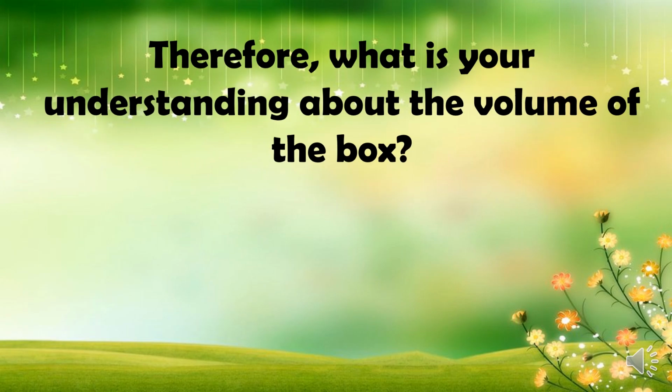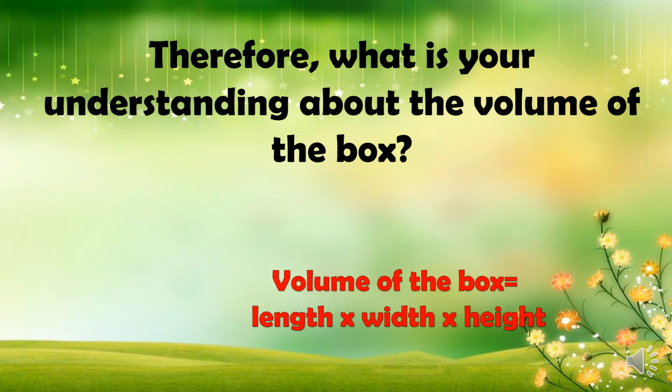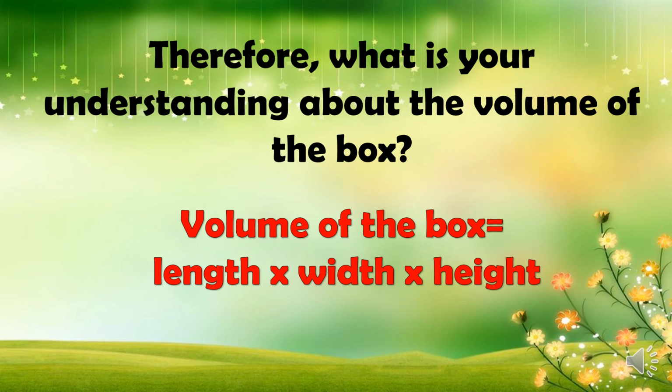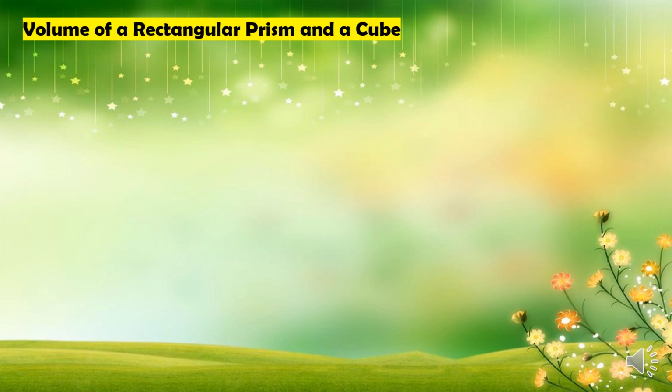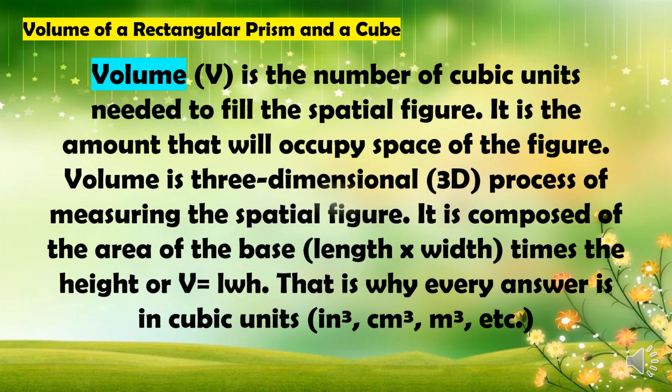Therefore, what is your understanding about the volume of the box? So we have the volume of the box equals the length times width times height. So for the volume of a rectangular prism and a cube, volume is the number of cubic units needed to fill this spatial figure. It is the amount that will occupy the space of the figure. Volume is the three-dimensional or 3D process of measuring the spatial figure.